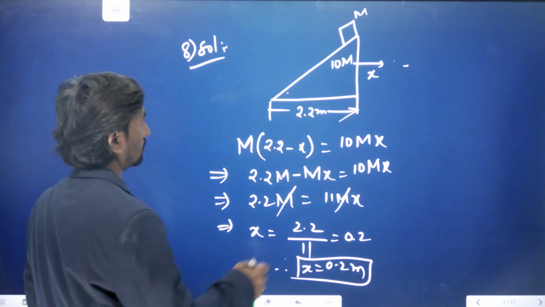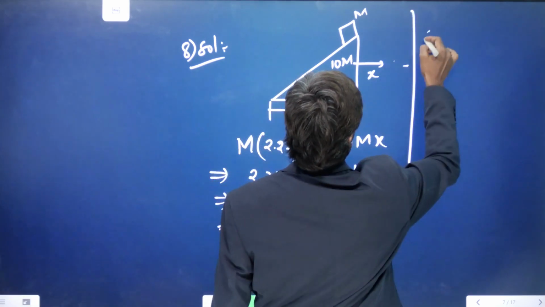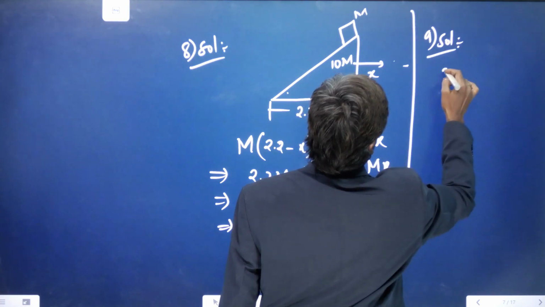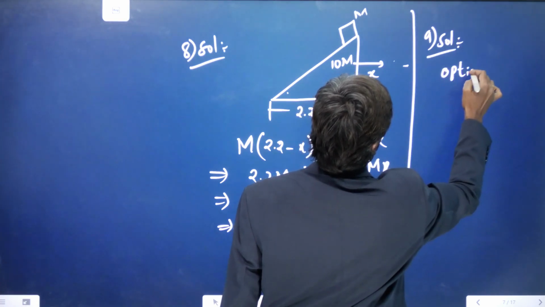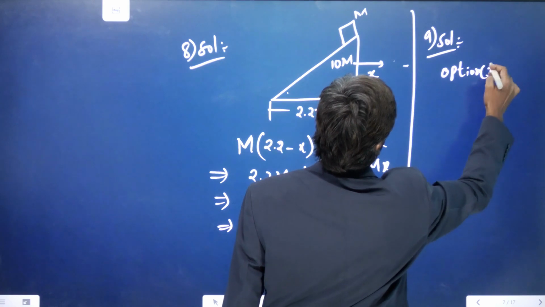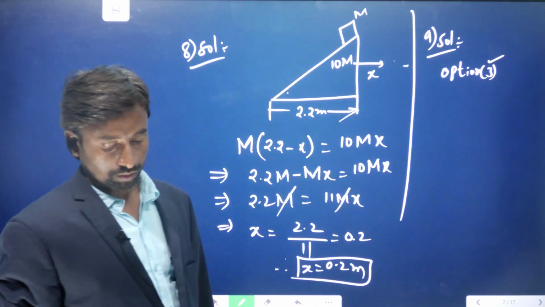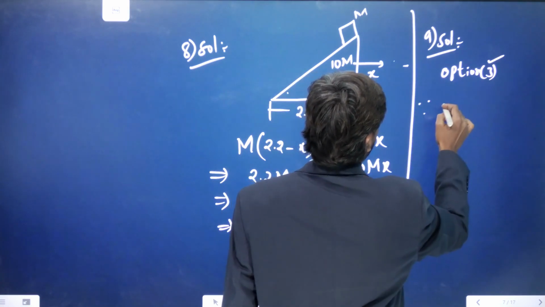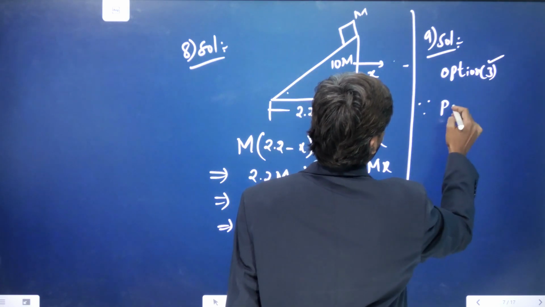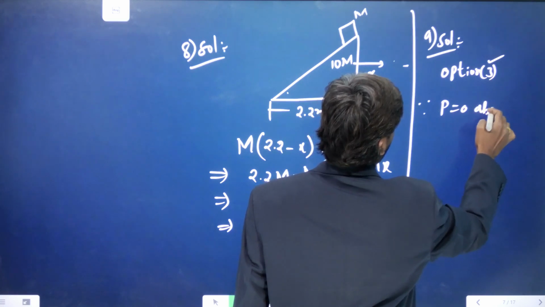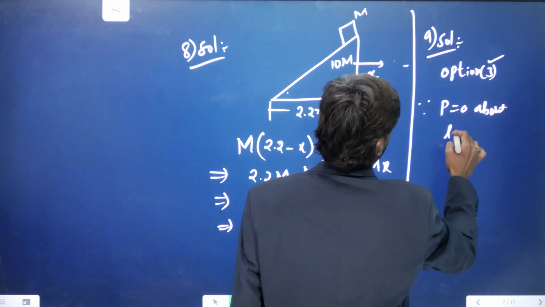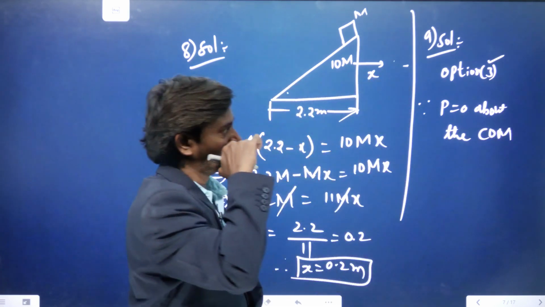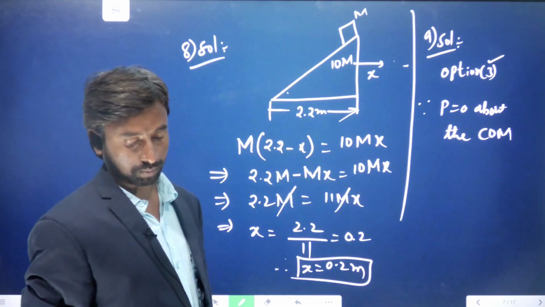The ninth one is a direct answer. Option 3 is right, since momentum is 0 about the center of mass. P is 0, so linear momentum will be 0 about the center of mass.